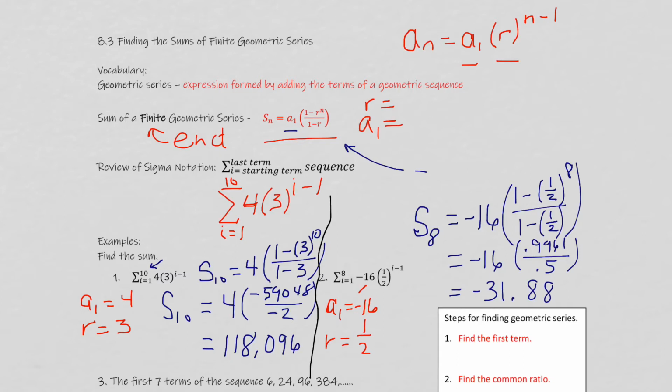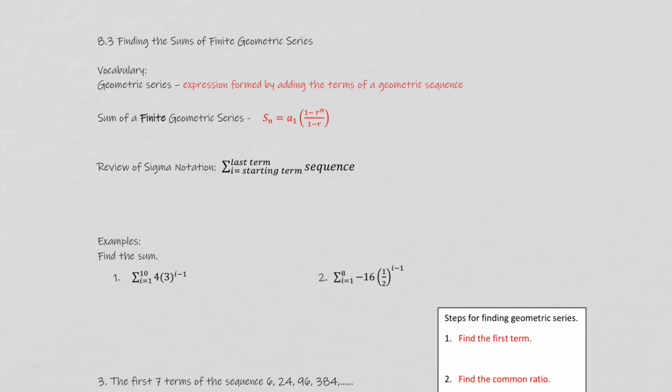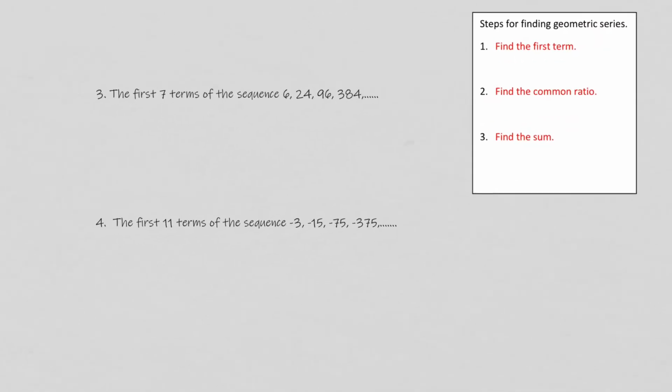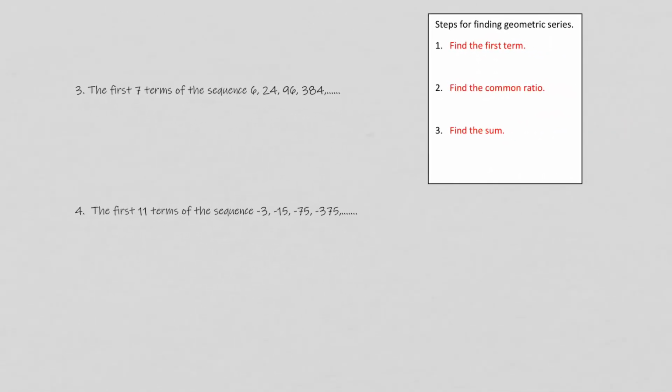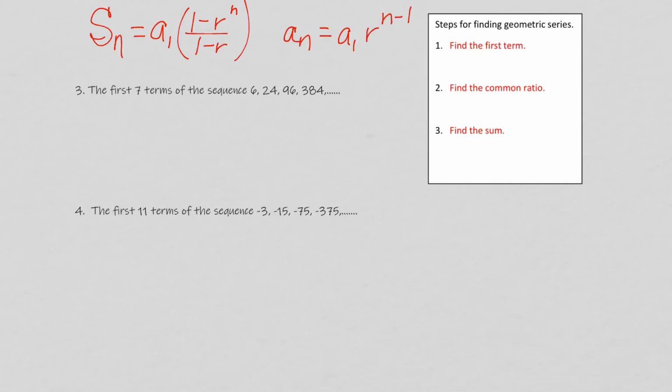All right, let's look at the bottom problems. So that's if you have sigma notation. On the last 2, I have a sequence. So I'm going to give you the 2 formulas again that we have. My summation one is S sub n equals my first term times 1 minus r to the nth power over 1 minus r. And my general formula, to find any nth term of the sequence, is a sub 1 times r to the n minus 1.